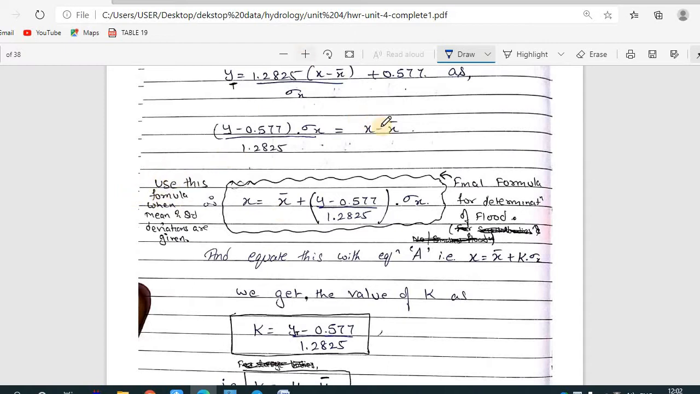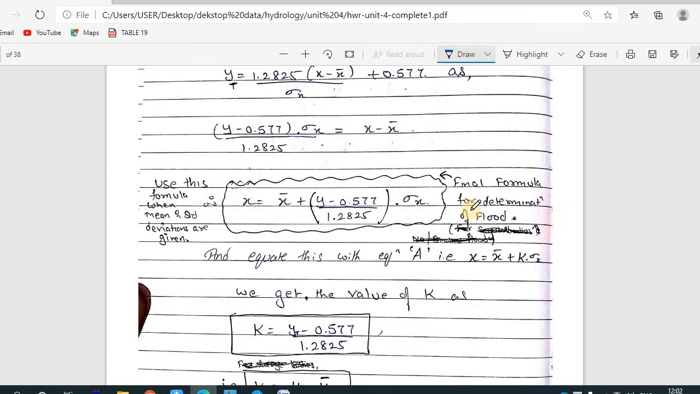Now we will use this rearranged equation, because we want the value of x, so we'll keep x on the right hand side and all the other terms on the left hand side. This minus x bar will become positive x bar. So x bar plus Y minus 0.577 divided by 1.2825 into sigma x. So this is the final formula for determination of flood.